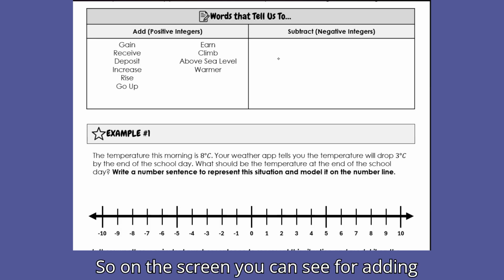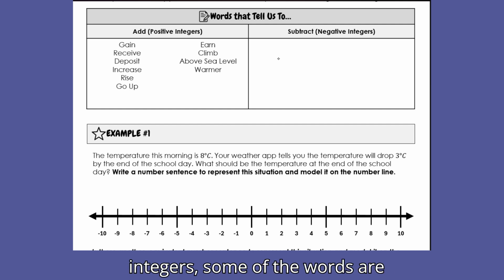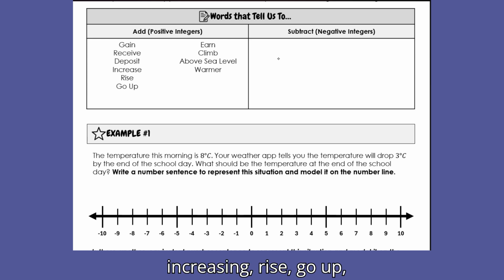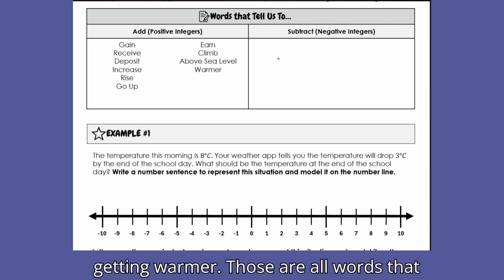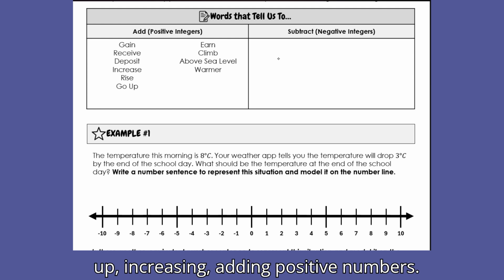So on the screen, you can see for adding integers, or thinking about positive integers, some of the words are gaining, if you receive something, depositing, like depositing money, increasing, rise, go up, earn, climb, above sea level, getting warmer. Those are all words that indicate that you would be going up, increasing, adding positive numbers.